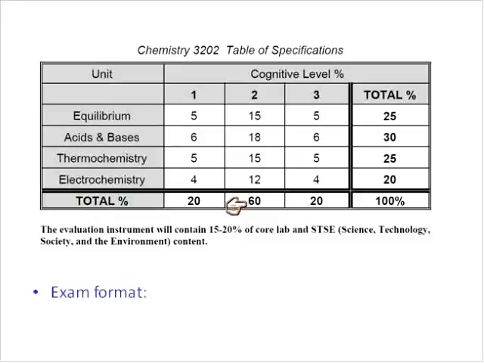And you can see the total breakdown here. So 20% are from level 1, 60% are level 2. That's the calculation type. And 20% of the final exam is really going to test your understanding of the material. All right, so those are the tough questions.